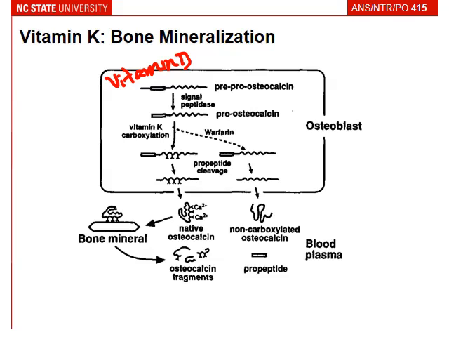And then our active osteocalcin is able to bind calcium. So it has a very strong affinity for calcium, and that allows for bone mineralization. So you have to have active osteocalcin before you have mineralization. So if you end up blocking vitamin K function, for instance, with the drug warfarin or Coumadin, you're actually going to inhibit this, and you're going to have poor bone mineral density.